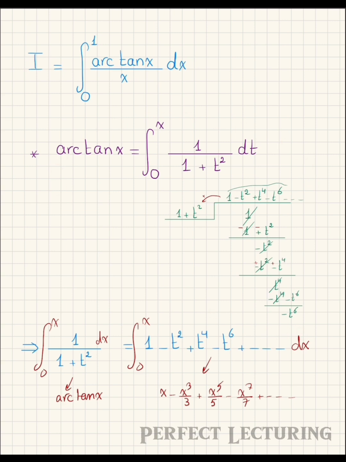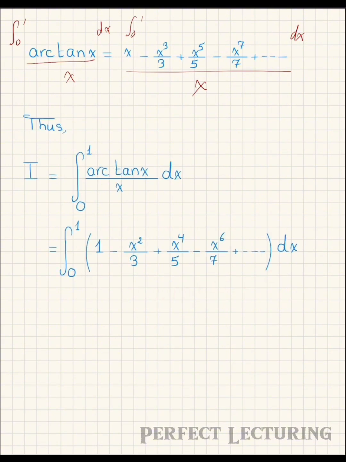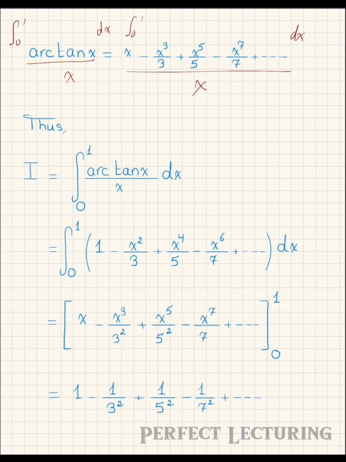Alright, the next step is to divide both sides by x, and then integrate both sides as well from 0 to 1. And that is our integral I. And this is clearly easy. So we end up with the following series. And this is a famous constant represented by G, which is approximately equal to 0.91596556, etc. It is called Catalan's constant, referring to the Belgian mathematician Eugène Catalan.